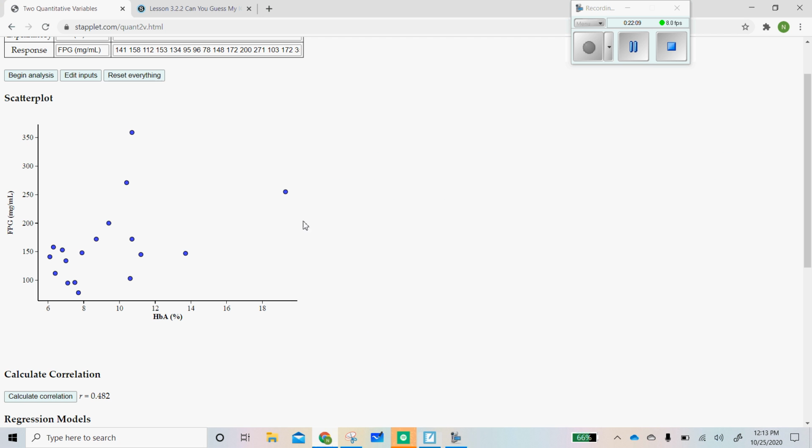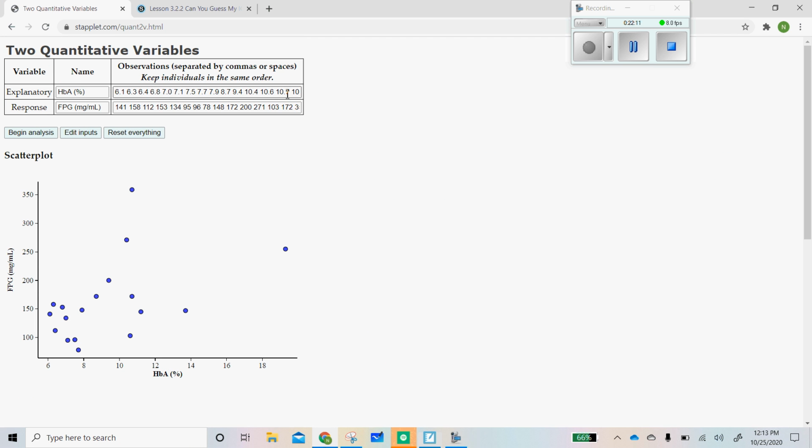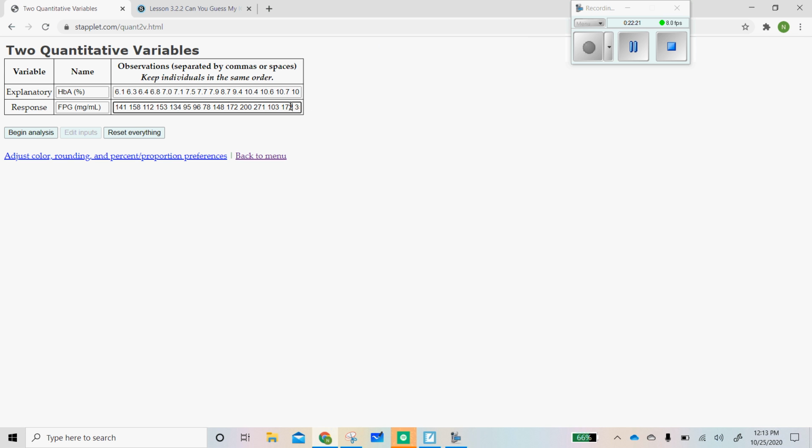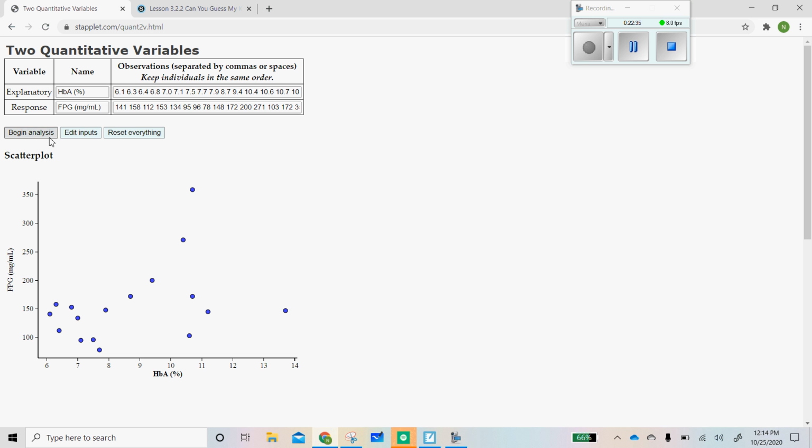Okay, moment of truth. Let's see. So I need to go back up here. Subject 18 was the last point. So if I take this last point off of both the x's and the y's, that gets rid of that point. But I didn't look at the R before in the line. Whoops. Okay. I'll go ahead and hit begin analysis, and then I'll add those back in.